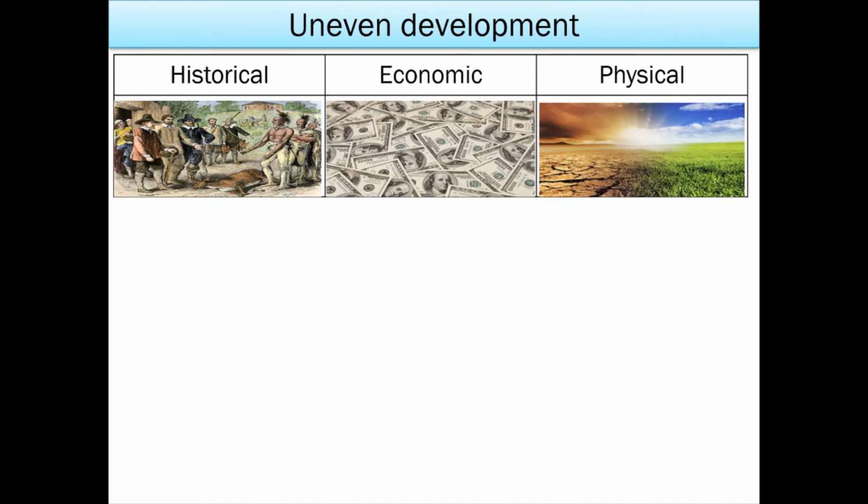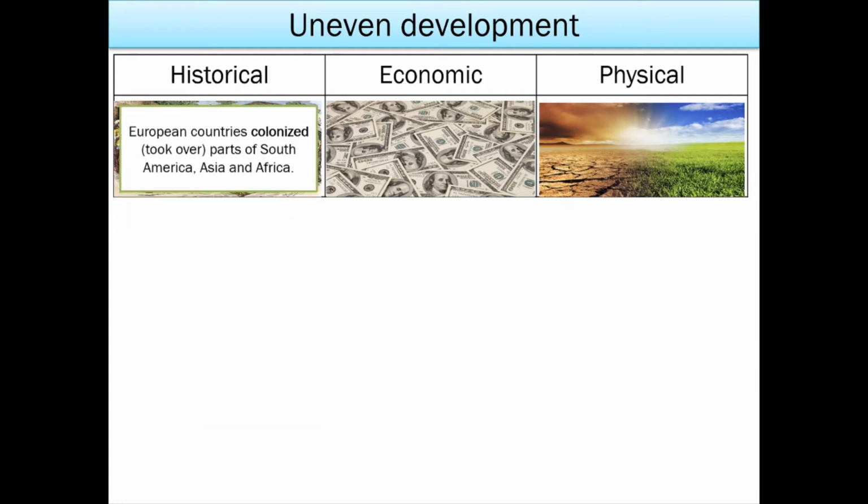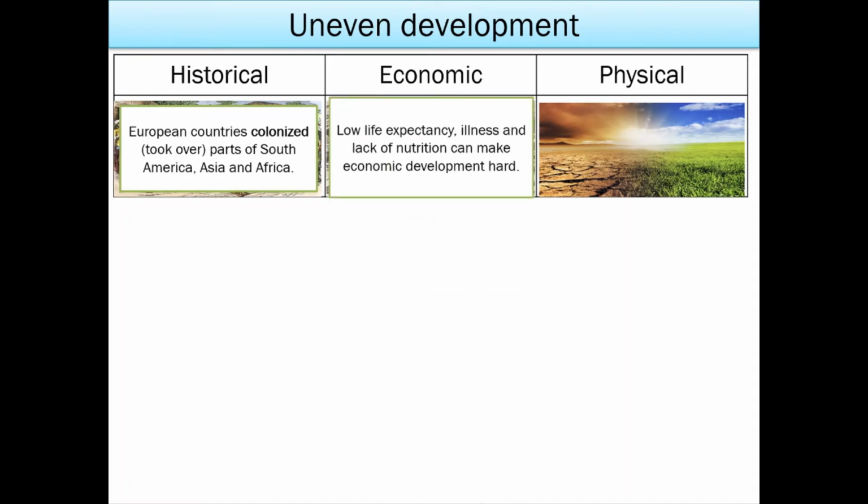Okay, now there are 3 factors that we've looked at previously that cause uneven development. These are historical factors, economic factors, and physical factors. So historical factors are things that happened in the past. So for example, European countries colonized, so they took over parts of South America, Asia, and Africa, and how has that caused uneven development? We then look at economic, and that's where we link to the amount of money that countries have, and this can then cause low life expectancy, illness, lack of nutrition, and this all makes it hard for economic development to happen within a country.